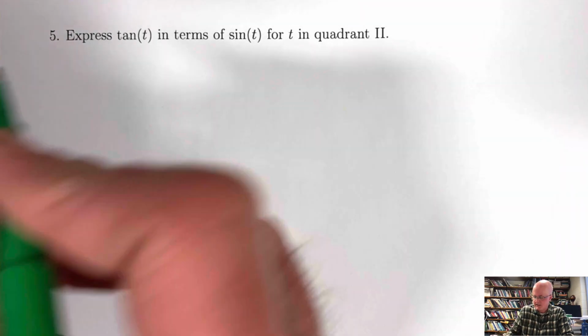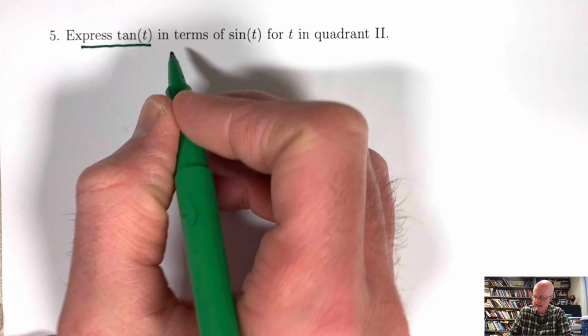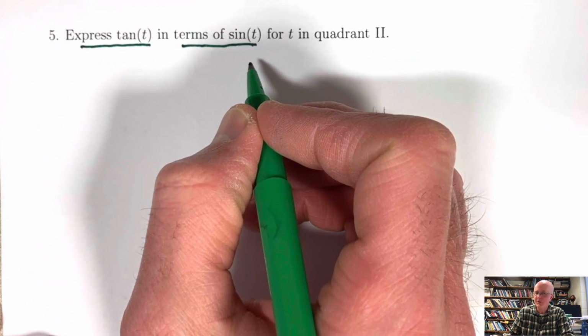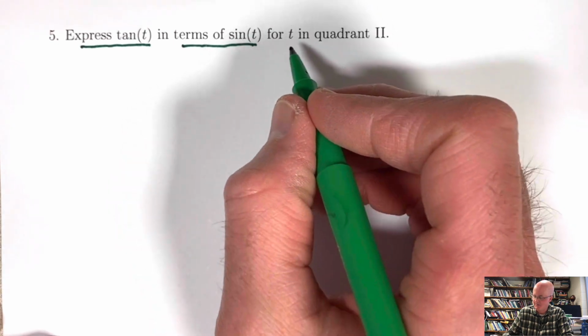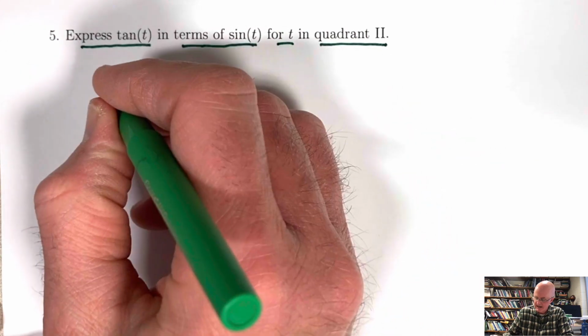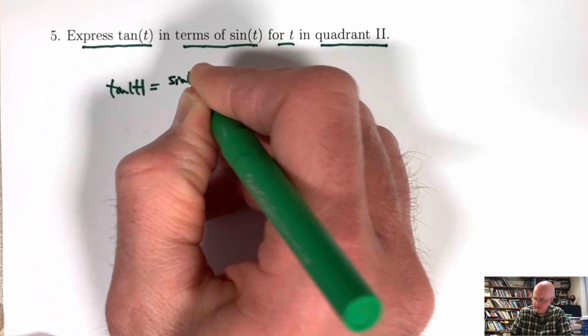Number 5 looks somewhat similar to number 4. Express just plain tangent of t in terms of evidently just sine of t, but not for all values of t where tangent is defined, but evidently just for t in quadrant 2. Tangent of t, by definition, is sine of t divided by cosine of t.